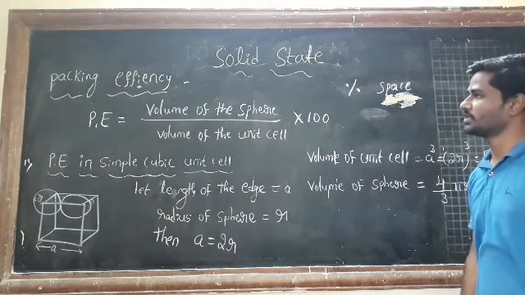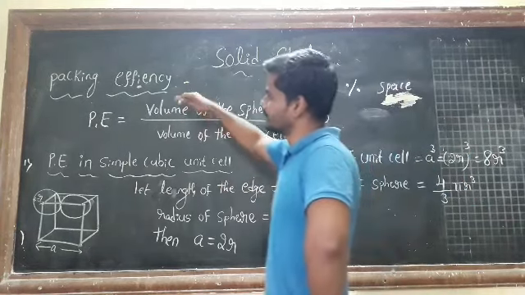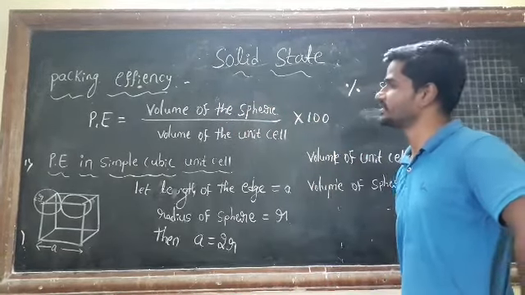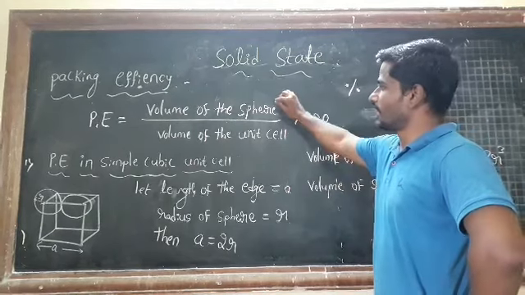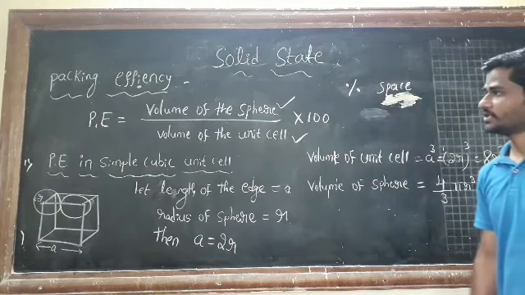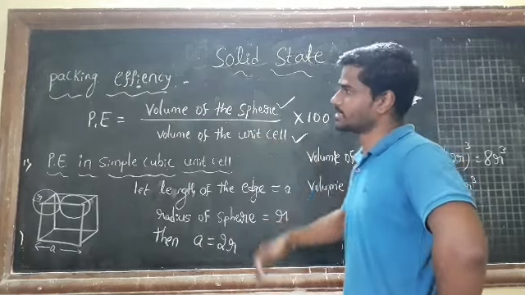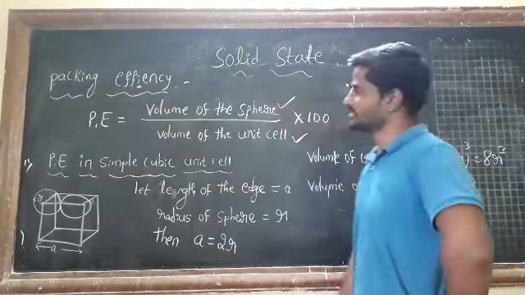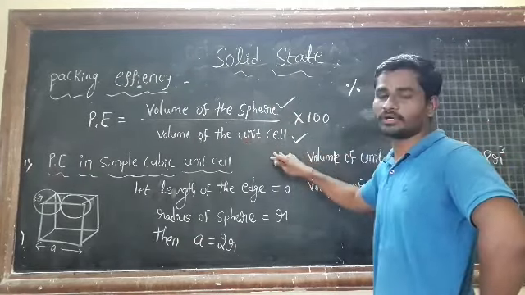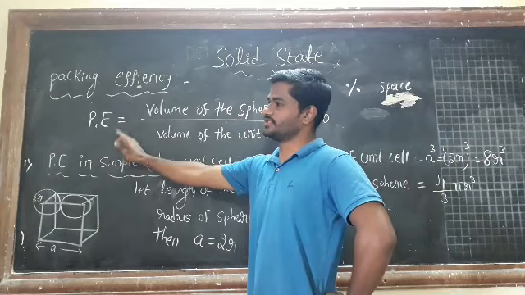So from the formula, when we calculate the packing efficiency, we must know the volume of the sphere as well as the volume of the unit cell. If we don't know the volume of the spheres in the unit cell and the volume of the unit cell, we cannot calculate the packing efficiency. So first we have to calculate the volume of the sphere and also the volume of the unit cell. Then only can we calculate the packing efficiency.